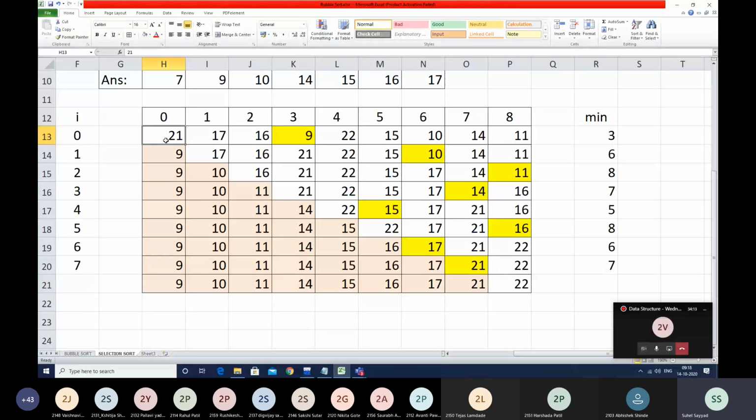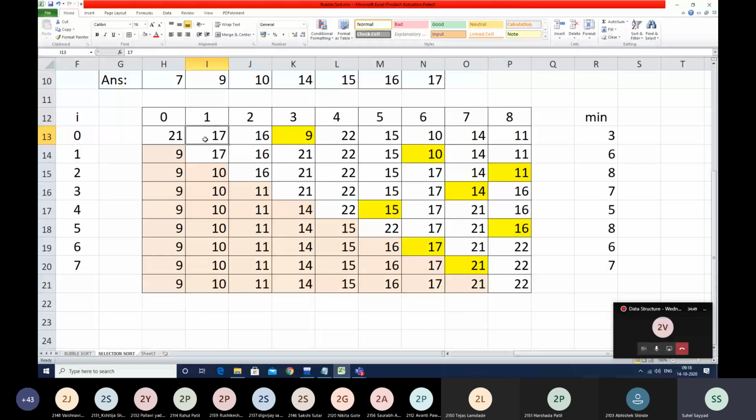17 is nothing but a of j for us, and we check it with a of min, because we have assumed min to be 0. So we check whether a of j is less than a of min, whether 17 is less than 21. Yes. So if at j we find a smaller number, we are going to update the value of min. Now our new min will be j.